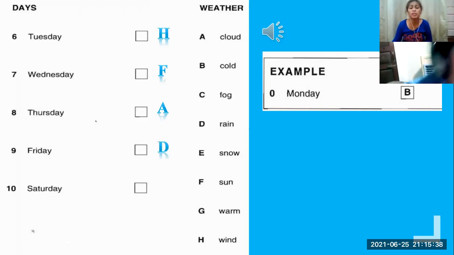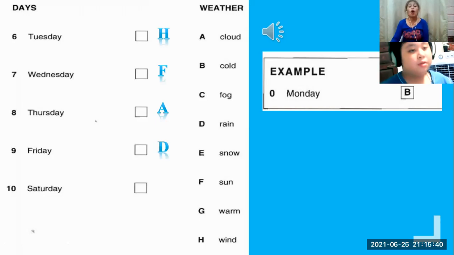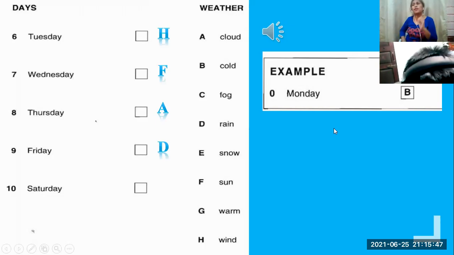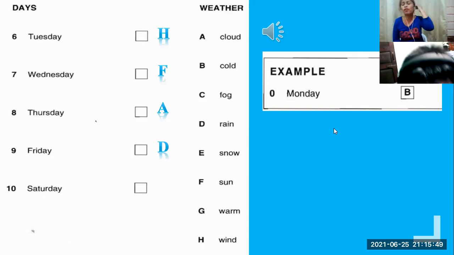It's letter D. It's rainy. On Friday, teacher, it is rainy, bad on Friday. Okay, next. Saturday, teacher, that's the weekend. We don't need to go to school. What do you think is the weather on Saturday?